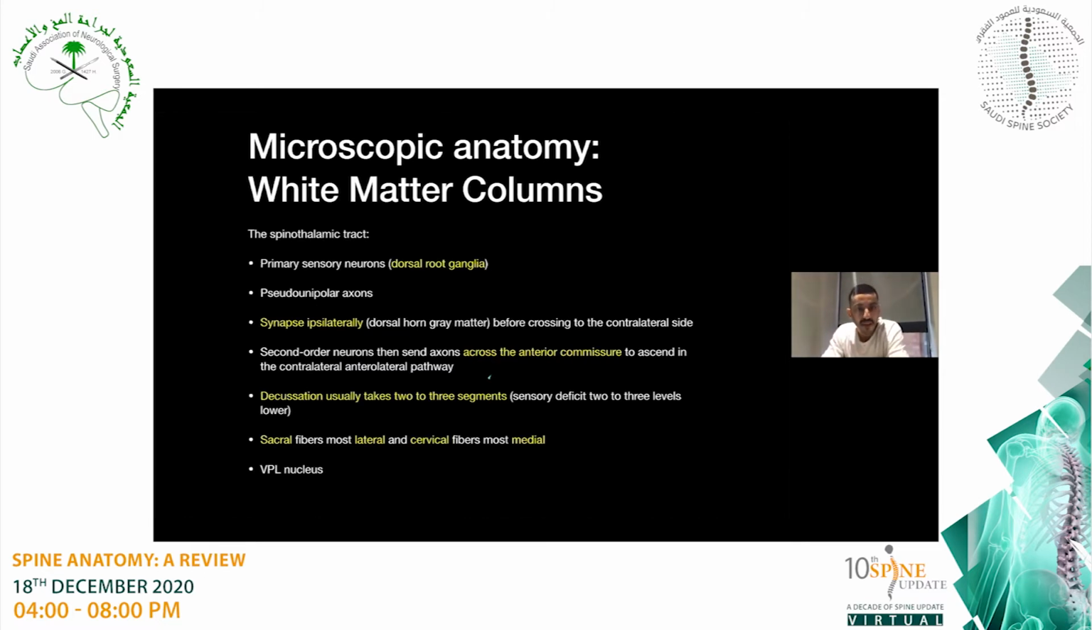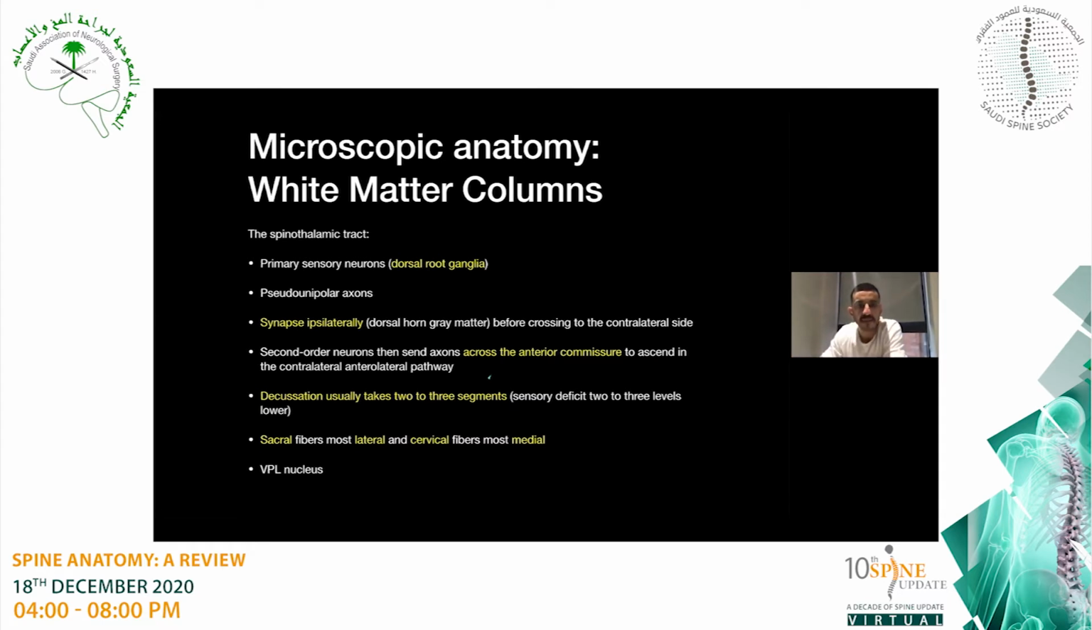For spinothalamic, we have a primary sensory neuron in the dorsal root ganglion. And the dorsal root ganglion is a very unique ganglion. It's pseudo-unipolar. So there are only two axons: one goes to the end organ, one goes to the spinal cord. Usually you have multiple dendrites, but this one is unique. There's only two pathways, one from the organ itself and one going to the spinal cord.